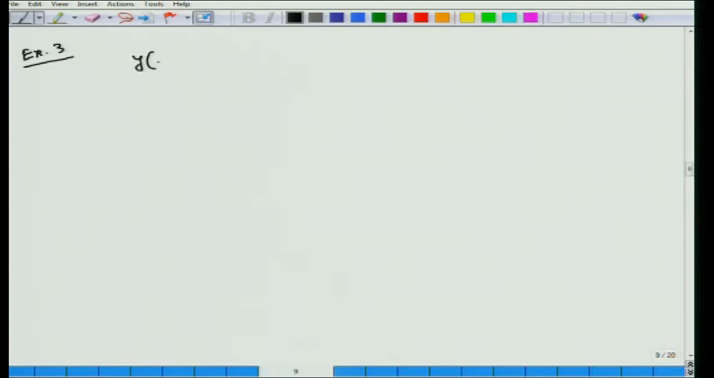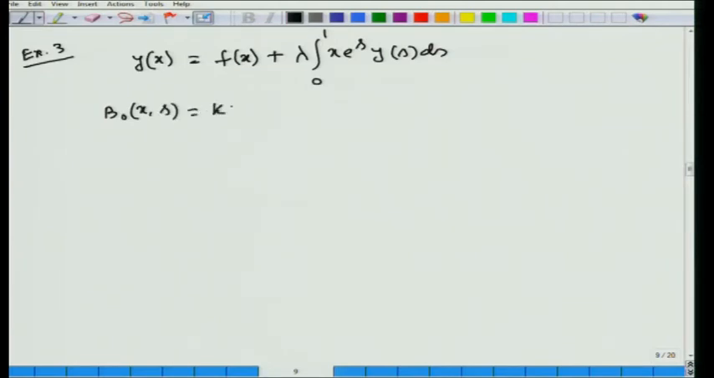The problem is y(x) is equal to f(x) plus lambda integral 0 to 1 x e to the power s y(s) ds. This is the given problem. Clearly, b0(x,s) is equal to the kernel of the given problem K(x,s), so this is equal to x e to the power s. So, this is our kernel, and c0 by definition is equal to 1.